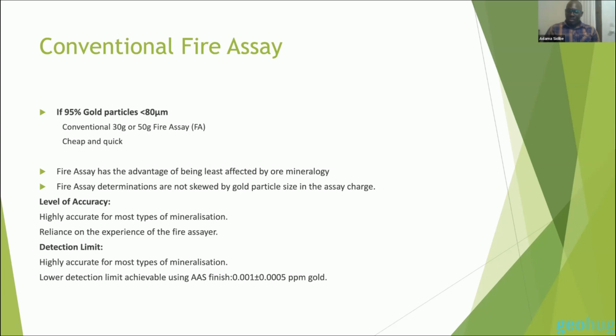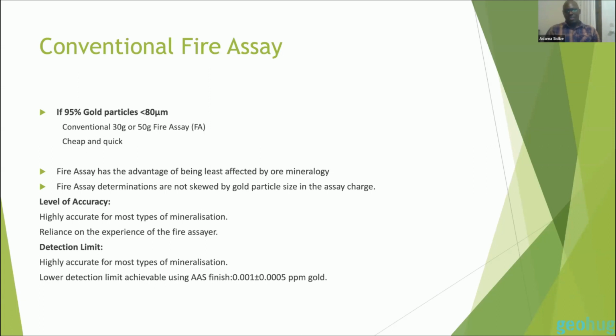If 95% of gold particles are less than 80 nanometer, it is proper and better to use the conventional fire assay, for 30 gram or 50 gram fire assay. This method is cheap and quick. Only if the gold particle sizes are fine to very fine, less than 80 nanometer.